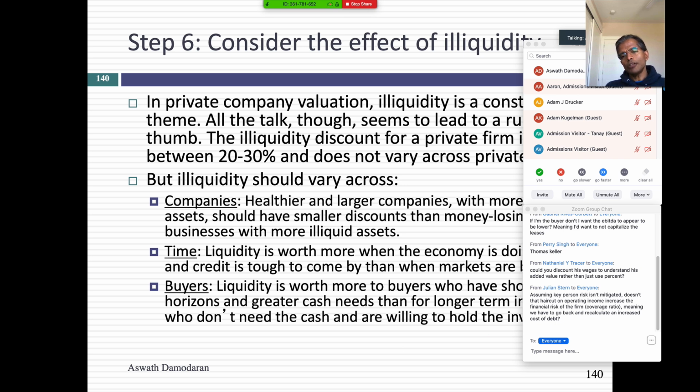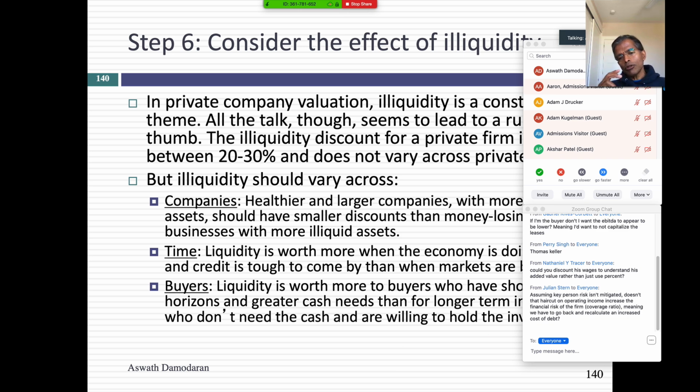So it should vary across companies, vary across time. And finally, it should vary across buyers. Why? Because if I'm a buyer who really has no need for cash with a very long time horizon, somebody like Berkshire Hathaway, I care a lot less about liquidity than somebody who doesn't know what his cash flow needs will be next year. So it should vary across companies, vary across time, vary across buyers.